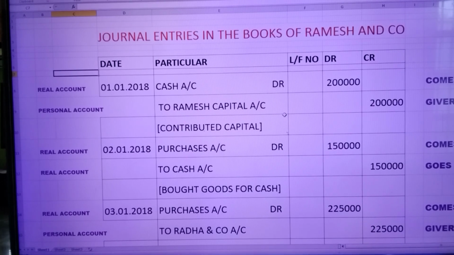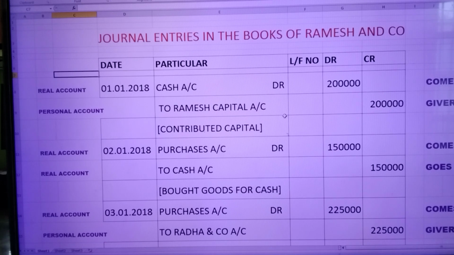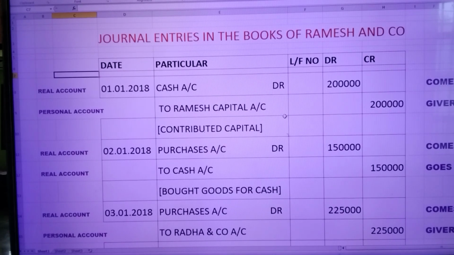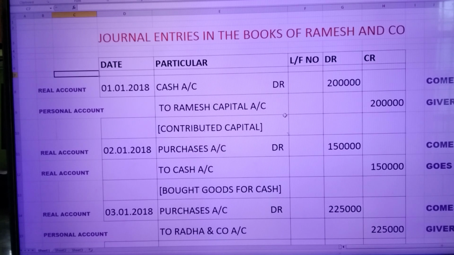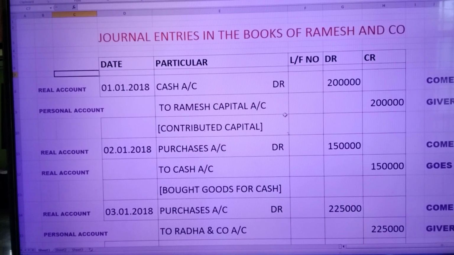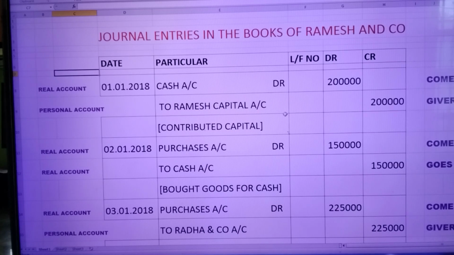He is doing iron and steel business. If he is buying furniture, you can't put it as purchases. Why? It is not his business. This person is doing only iron and steel business. So if he is buying furniture, only the furniture account you have to put. You need not get confused and put purchase account, because he is doing only a particular business. Okay.